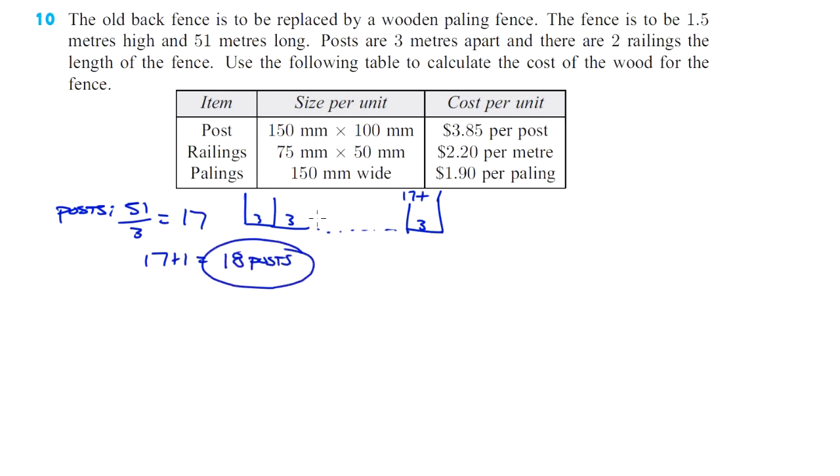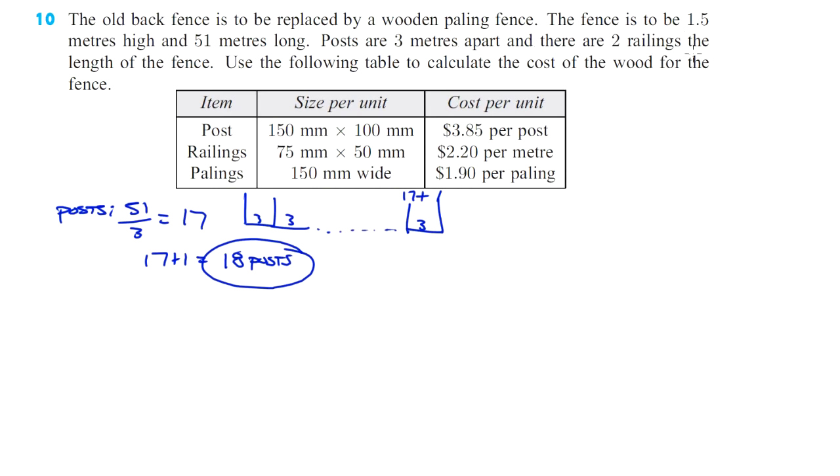Okay, that's going to be the tricky part. You can't just divide it by 3. There's 17 3-meter sections, but you need a post at the beginning and at the end. So you have to add one post on to get to the end part.